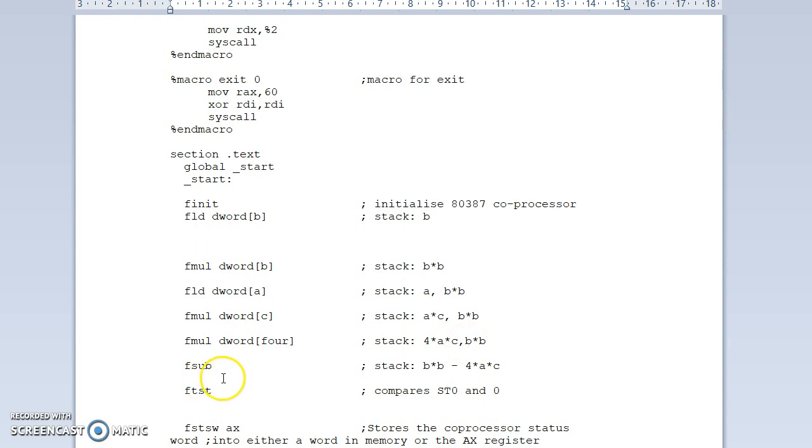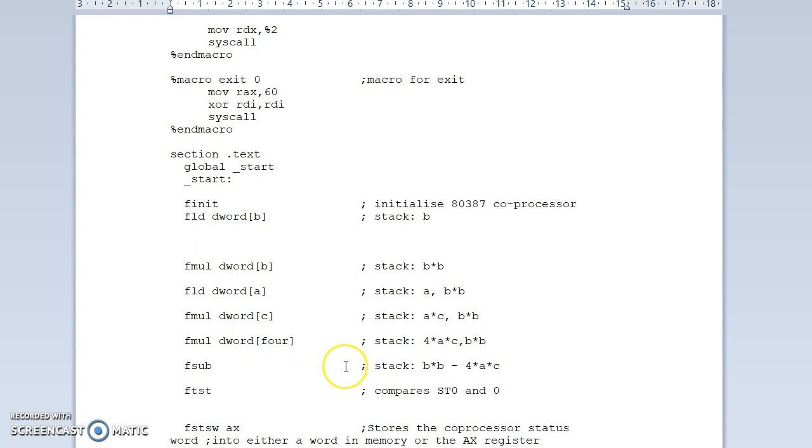FSUB: what it does is that the top 2 values of the stack are subtracted from each other. So what you will have is the stack storing B square minus 4AC. So ST0 minus ST1, this is what happens when FSUB is used.